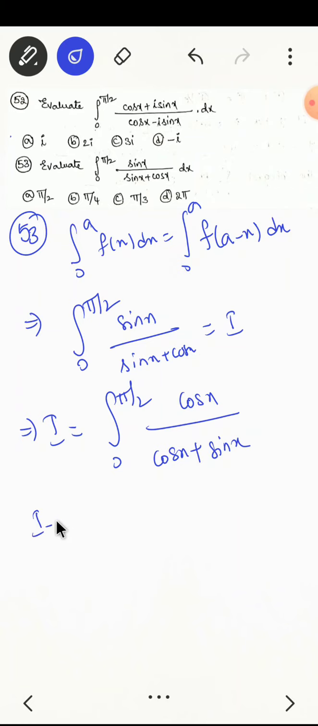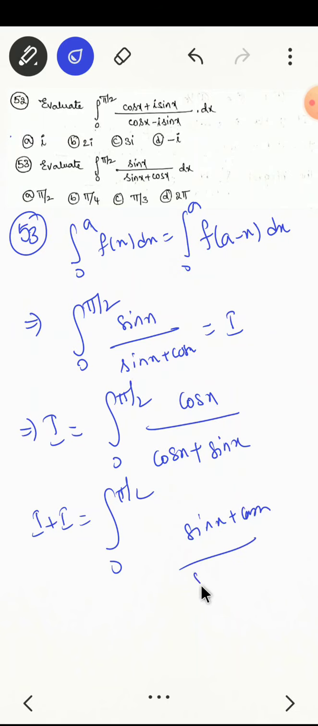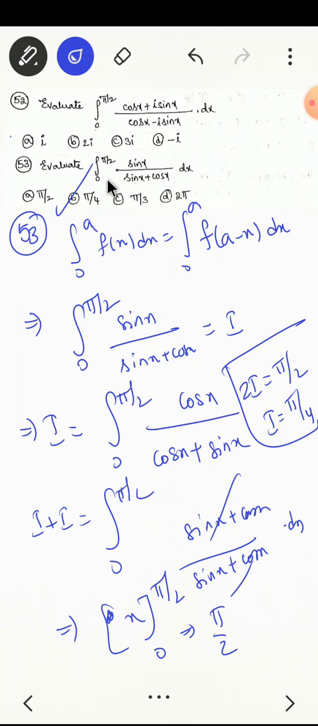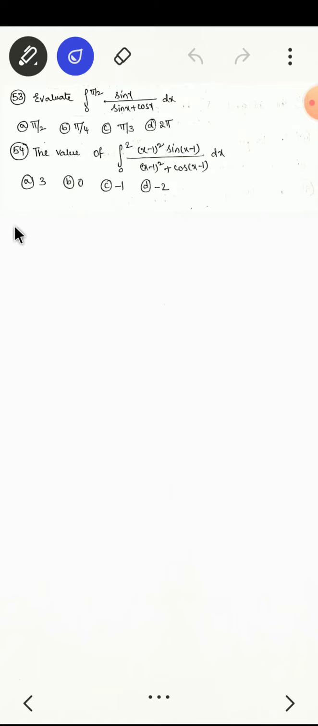Okay. Then if I add I plus I, what I will get? I am adding directly. If I add, in the denominator sin x plus cos x and in the numerator also sin x plus cos x, numerator and denominator both are same, this will get cancelled and you will get integral of 1 dx, that is x, from limit 0 to pi by 2. Then pi by 2 minus 0, so 2I is equal to pi by 2, but I want I value, which is pi by 4. Pi by 4 is the correct answer. Option B is correct.